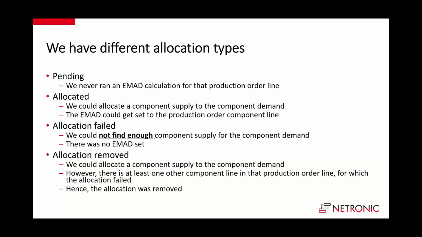So then if we look at the production order, and we will do it in the demo, if we look at the production order where it says allocation removed, allocation failed, allocation removed, then we know where we would have had enough material, but we also know which material is missing and where we, for example, should trigger a purchase order.